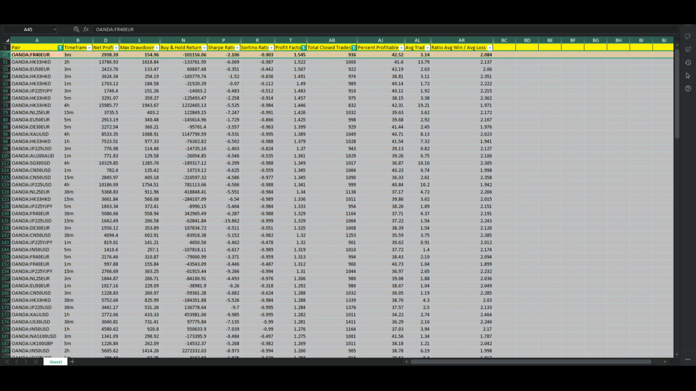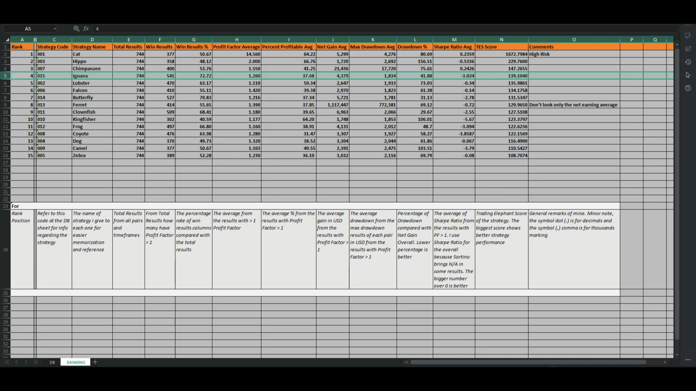Now, let's move to the ranking XLS to see something we didn't see often. The sharp nails of the Iguana helped the strategy climb at once to the 4th position. Usually, I see them reach up to the 6th. For the win results column, we have a new top record with 72.72%. 541 results from 744 came profitable, and this is always a good sign for me to favor the strategy.